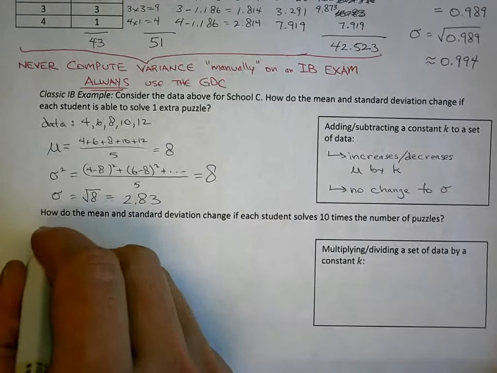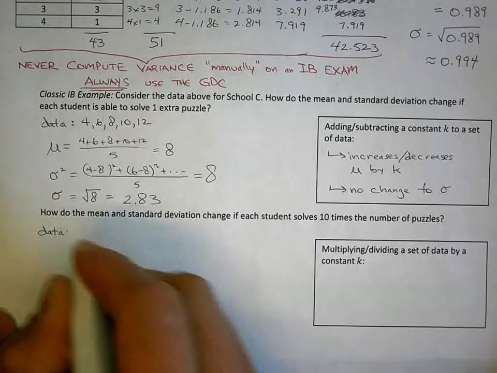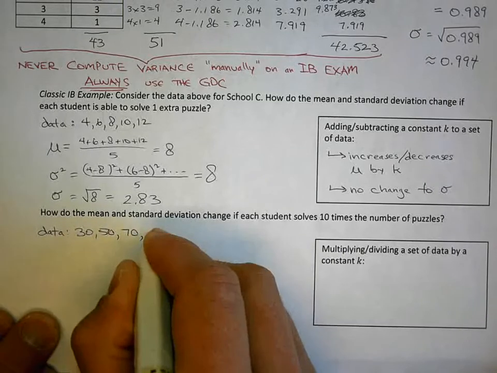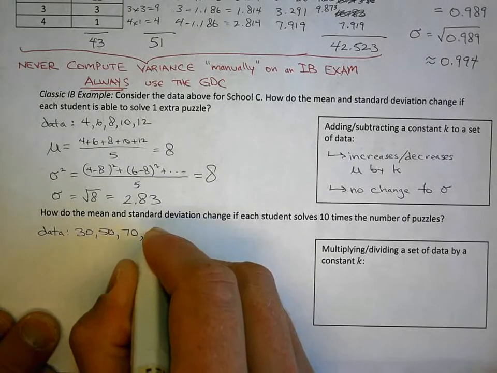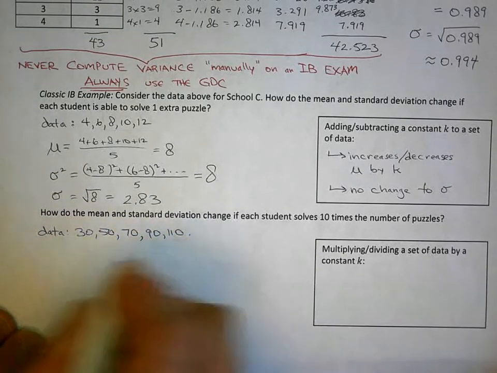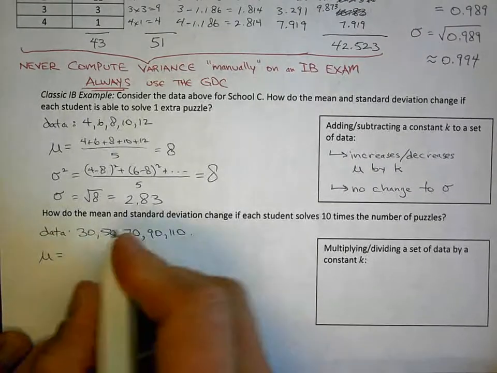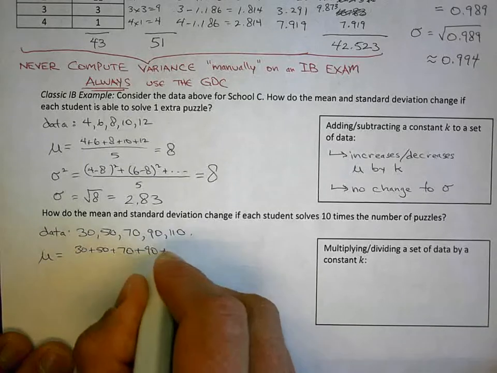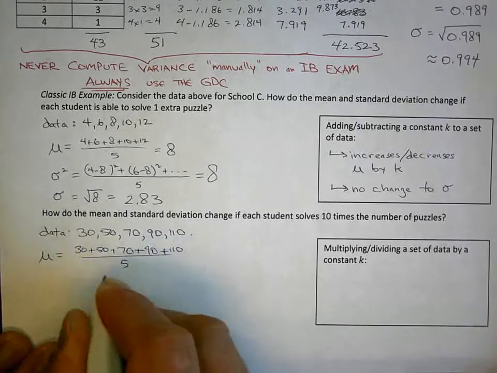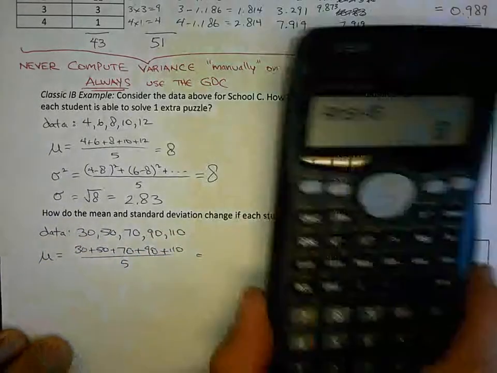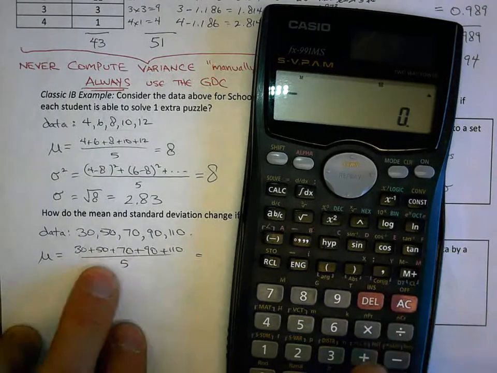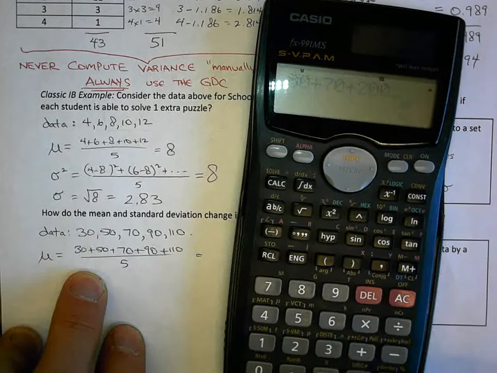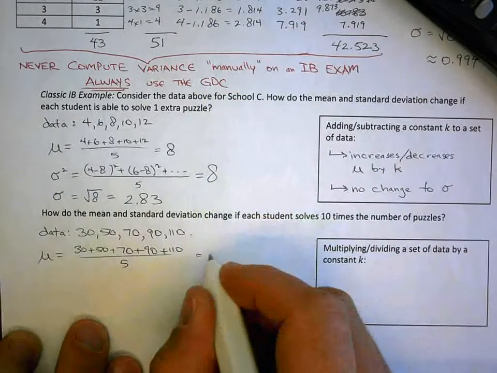What if each student solves 10 times the number of puzzles? So if I take my original data and multiply each of them by 10, then I get 30, 50, 70, 90, 110. Well, we've done this a million times. Let's find the average. That's 30 plus 50 plus 70 plus 90 plus 110 divided by 5. Well, let's just do it by hand. 80 plus 70 plus 200 divided by 5 gives me 70.